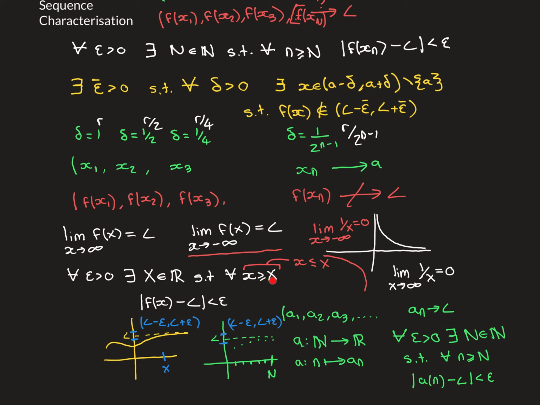Little x is greater than or equal to big X looks at the tail end going this way. We now want to look at the tail end going this way. So for all little x less than or equal to big X, it must be the case that the distance between f of little x and L, the limit, is less than epsilon. Now let's have a look at an example of this.